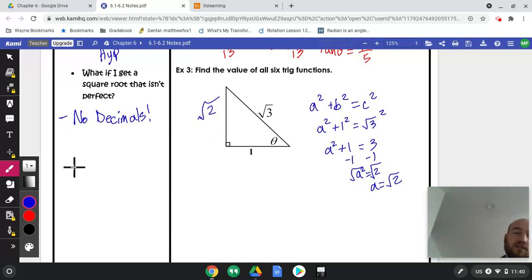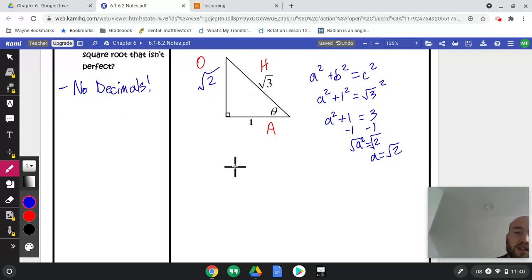Now, let's go ahead and label this triangle. So our hypotenuse, the easiest one, across from the right angle. Now, theta is here, so right beside it, that's adjacent. This is opposite. All right, so now our goal is to get sine of theta, which you guys know is O over H. So let me write this over here, because square root of 2 over square root of 3.